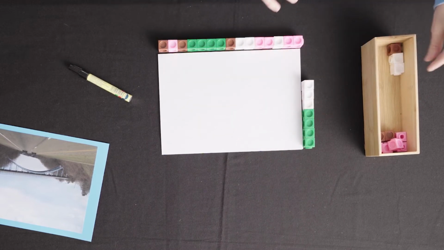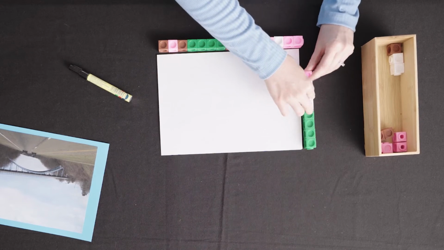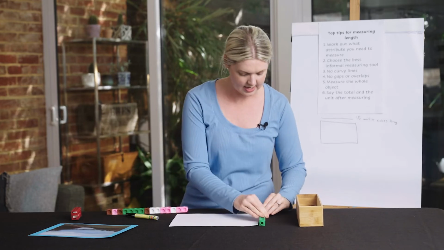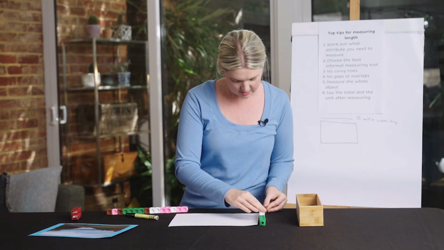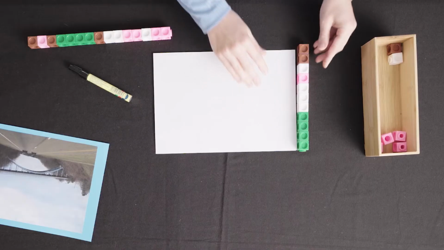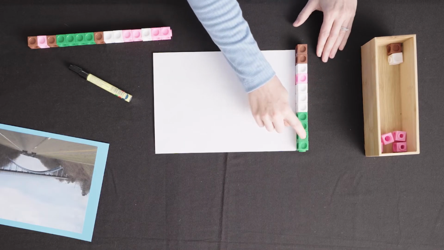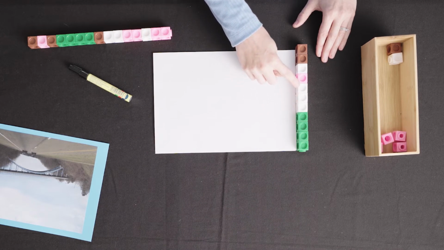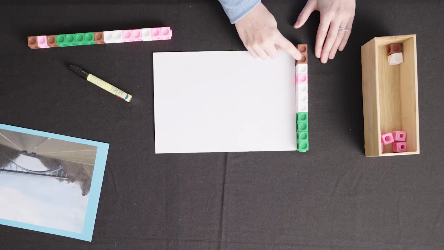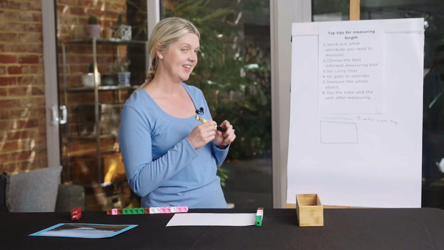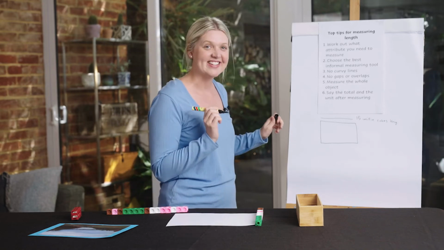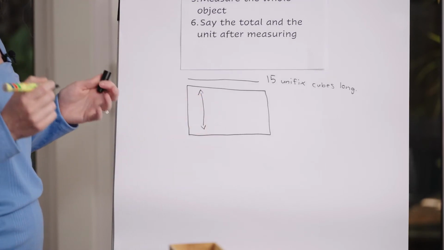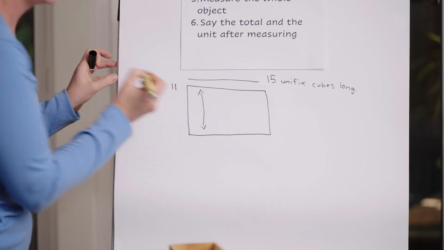Remembering no curvy lines, no gaps, no overlaps. Move this one out the way. Okay, what do we think? Okay, let's count. 1, 2, 3, 4, 5, 6, 7, 8, 9, 10, 11. I must be getting more accurate. So let's record that. So the width of the paper was 11.